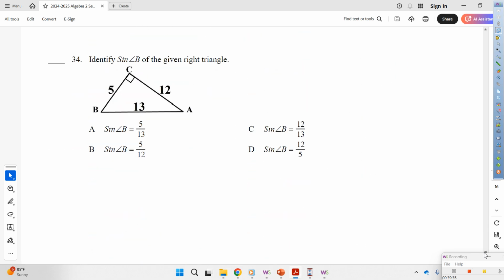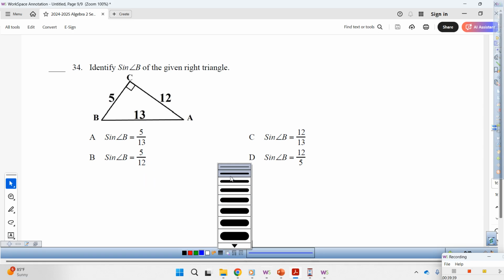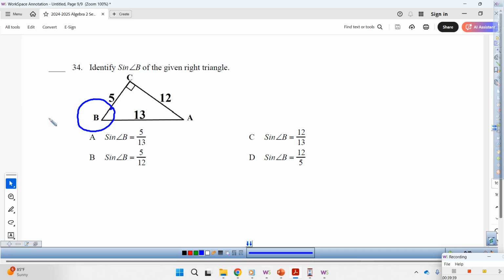And the last one, number 34, let's go. Sine of angle B. Right away when you get to that one, circle your angle B and put yourself in that position because you need to look at the triangle from that view.